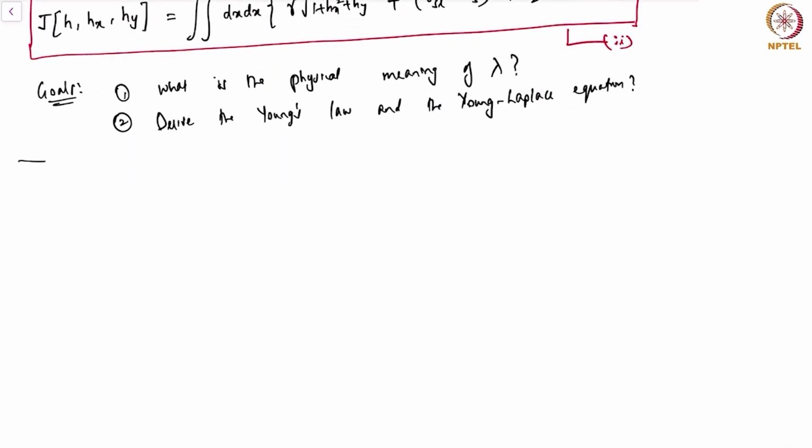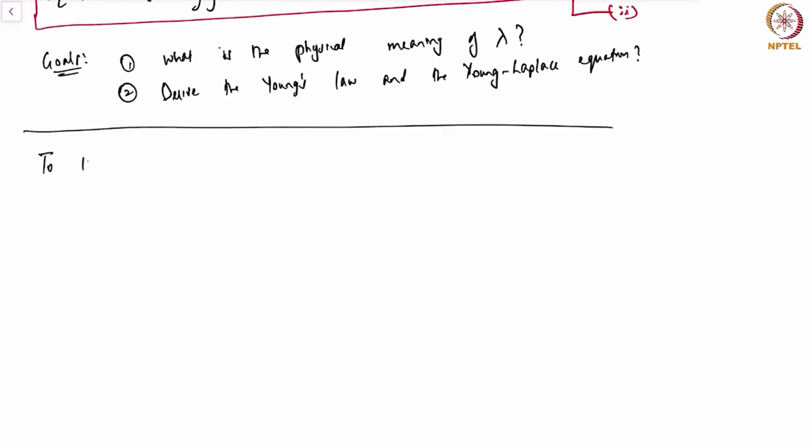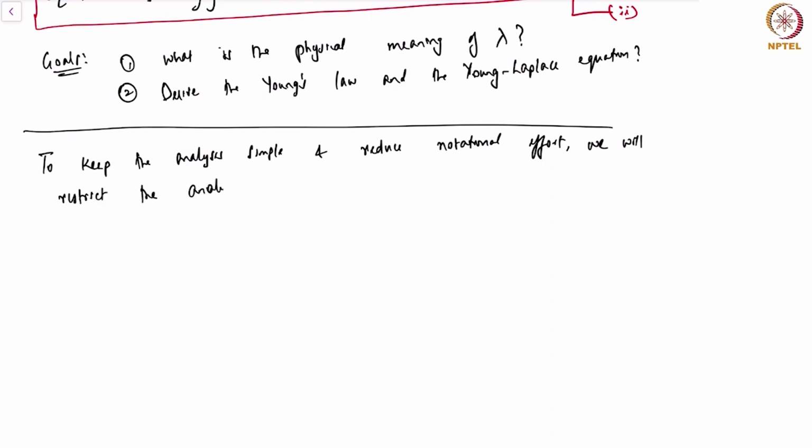Now, what we will do further before we take it up in the next lecture is we will do some simplification here to keep the analysis simple and reduce notational effort, just the effort to write it down, but the analysis is straightforward. We will restrict ourselves to 2D. Analysis to a two-dimensional problem.